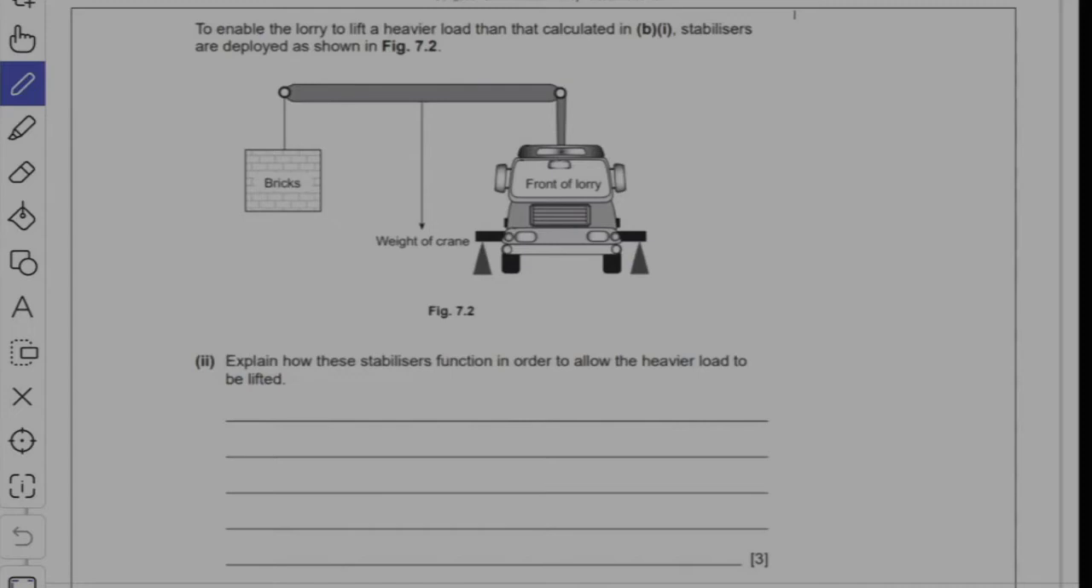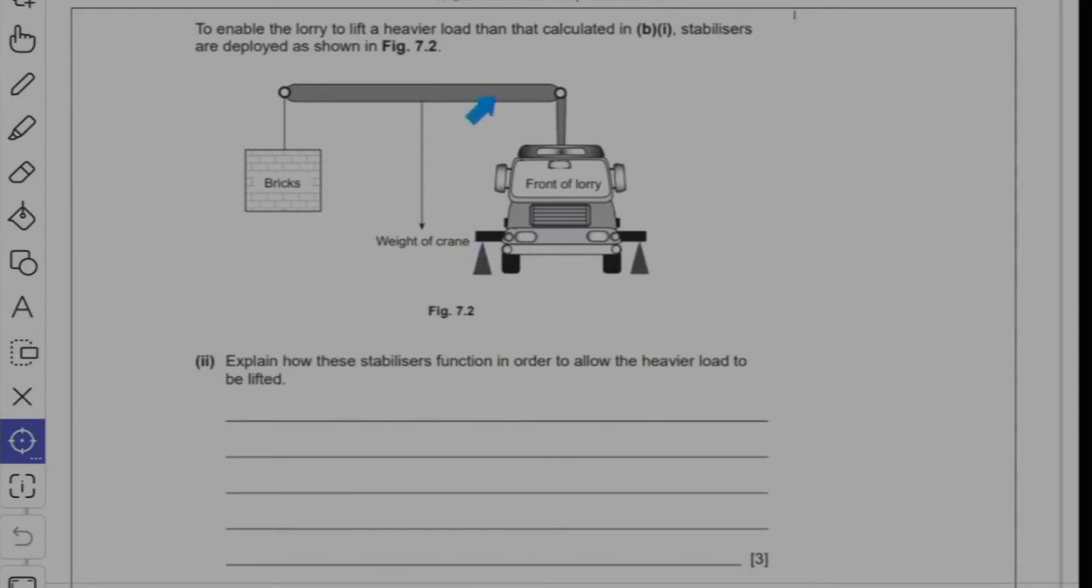To enable the lorry to lift a heavier load than calculated in Part B, stabilizers are deployed as shown in Figure 7.2. Explain how these stabilizers function in order to allow the heavier load to be lifted. And you can see what has happened. We have basically moved the pivot out. The pivot was here at the edge of the wheel. Now it's moved out to here.